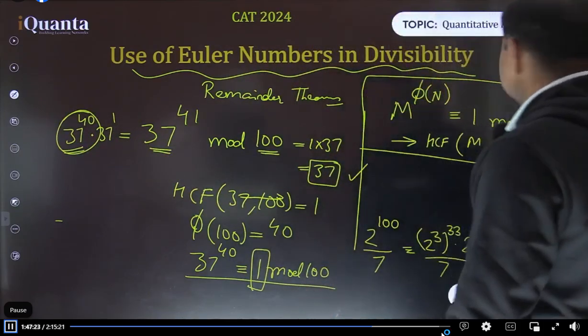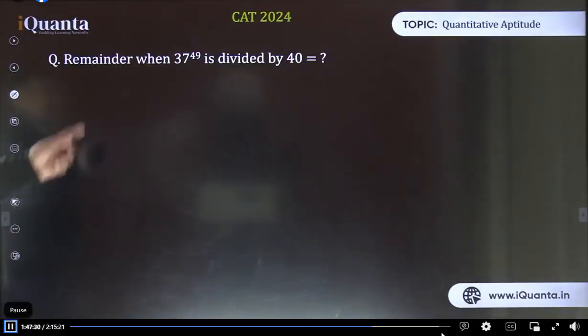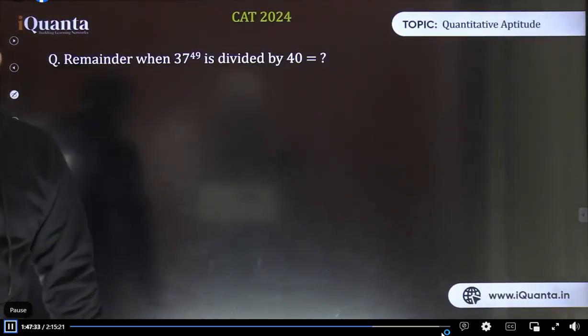Okay, let's solve one more question now. Now this concept will be very clear to you. Please answer this fast. Find the remainder when 37 power 49 is divided by 40. Please solve it fast, everyone.